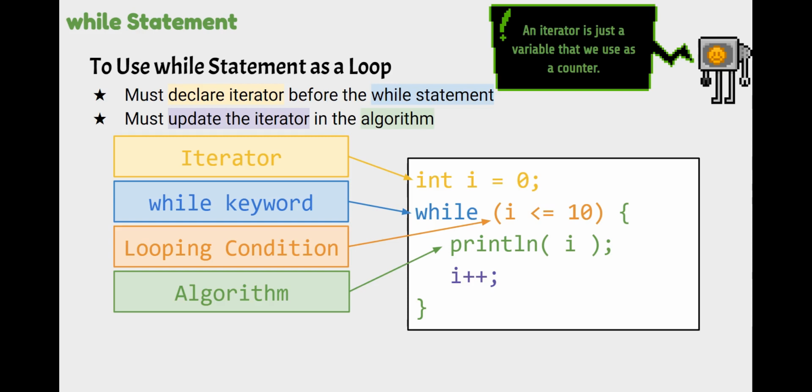What series of code do we want to repeat multiple times? And finally, inside of our algorithm, we have an update statement. We need to move that iterator in such a way that our looping condition will eventually evaluate to false. So we must update that iterator in the algorithm. So if we want to use the while statement as a loop, we need to remember to include all of these different parts.